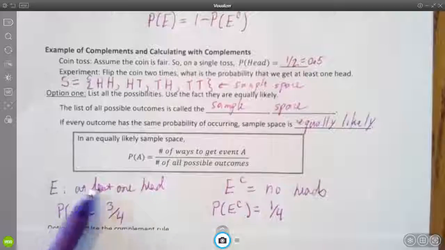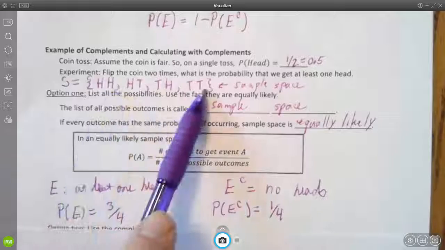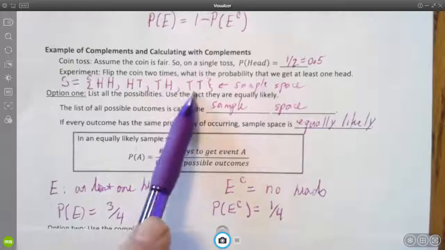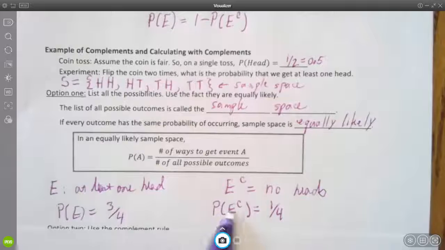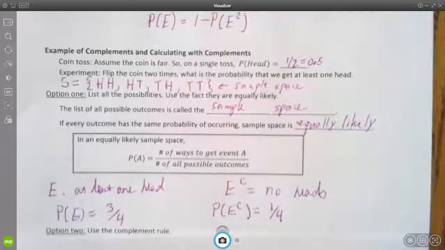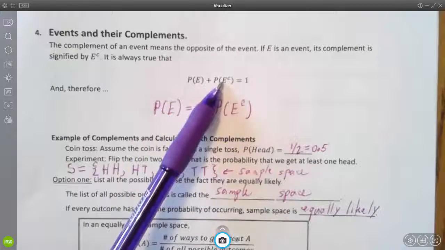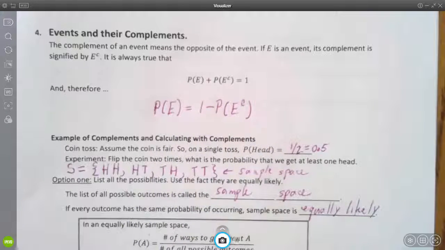E is the event that we get at least one head. We look through our sample space. There are 1, 2, 3 ways of getting that. Divide by the 4 that are in the sample space, the probability of E is 3/4. If E is the event that we get at least one head, then E complement is that we get no heads. The probability of the complement, well, there's only 1 out of these 4 that give the complement, and therefore the probability of the complement is 1/4. Notice 3/4 plus 1/4 does add to 1, and that's just what we were claiming when we began. If you add the probability of an event and the probability of its complement, you should always get 1.